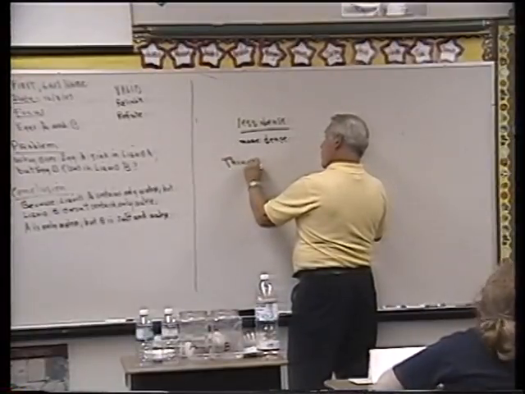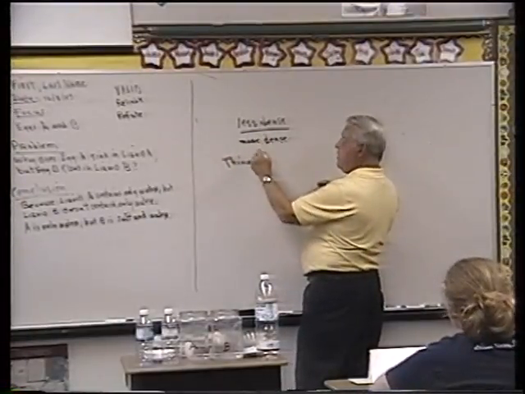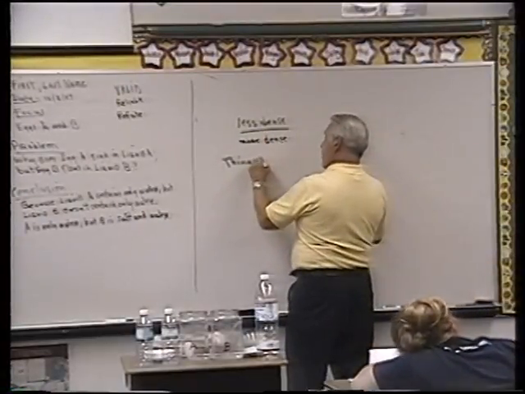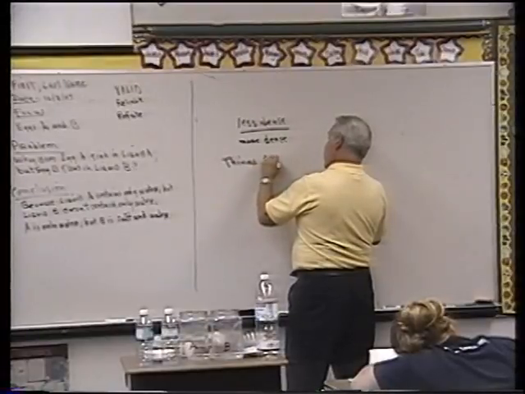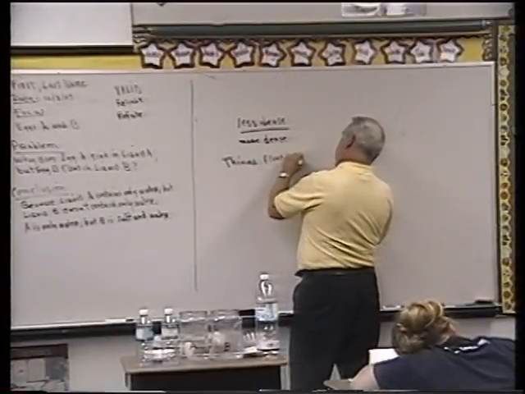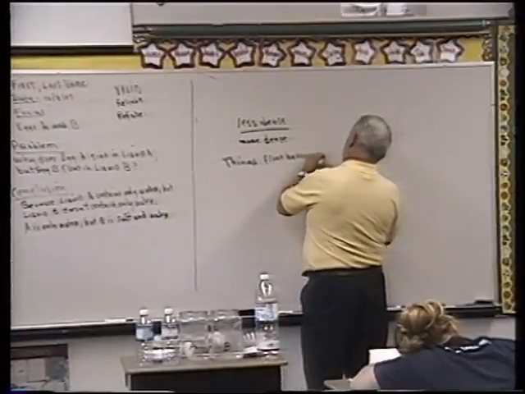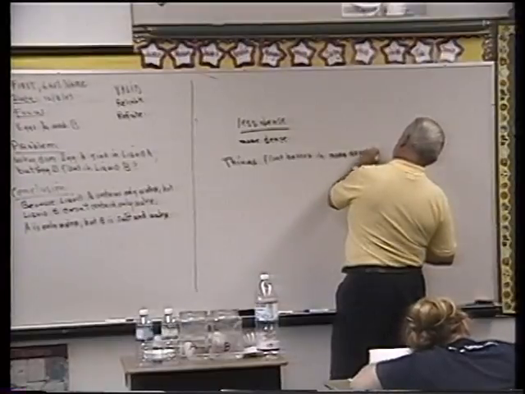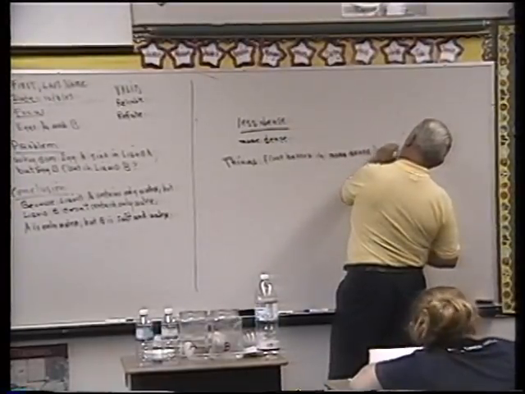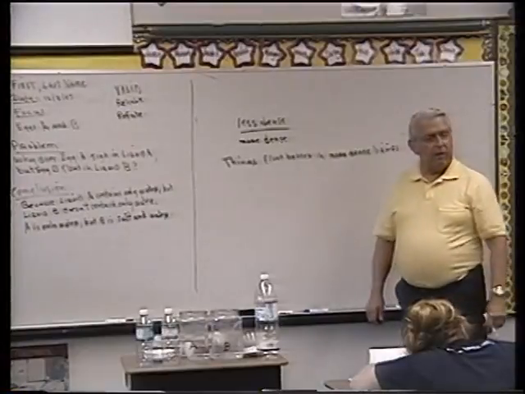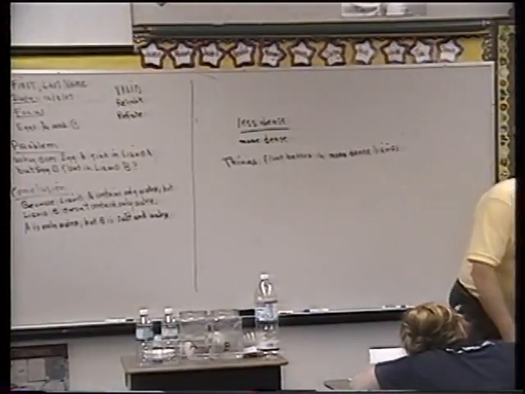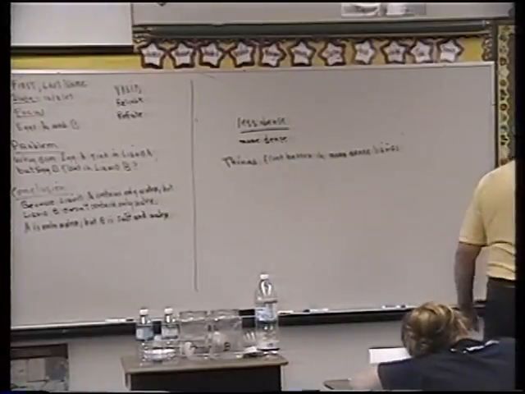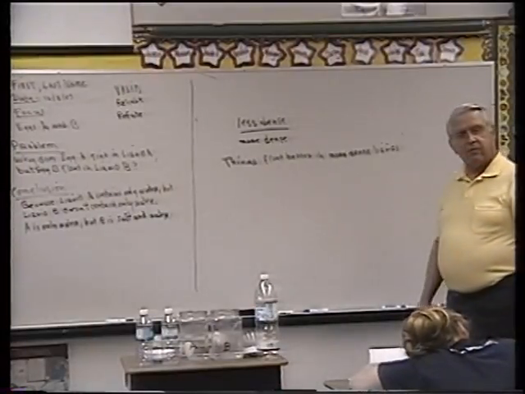All right, now here's a statement to write that explains this diagram. This is supposed to be near the bottom of your page. Some are either right above it or below it. Write this: things float better in more dense liquids. All right. So the reason that the eggs float better in the salt water is because it's more dense. When you add salt to water, it makes it more dense.